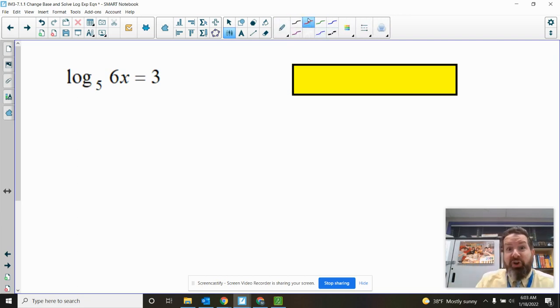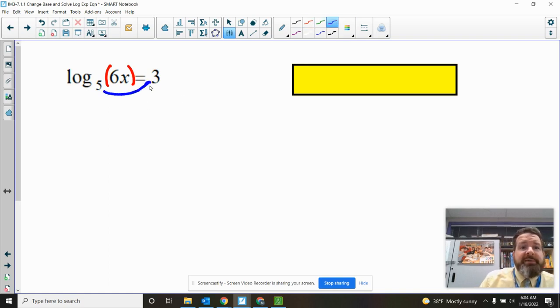In this case, log's already by itself. So some of you have asked, how do you know what's inside the log and what's not? If there's parentheses, that clearly shows you what's in the log. If there's no parentheses, you assume it is the term immediately following the log. So that is a coefficient and a variable. That's a term. So this is inside the logarithm. The log is already by itself.